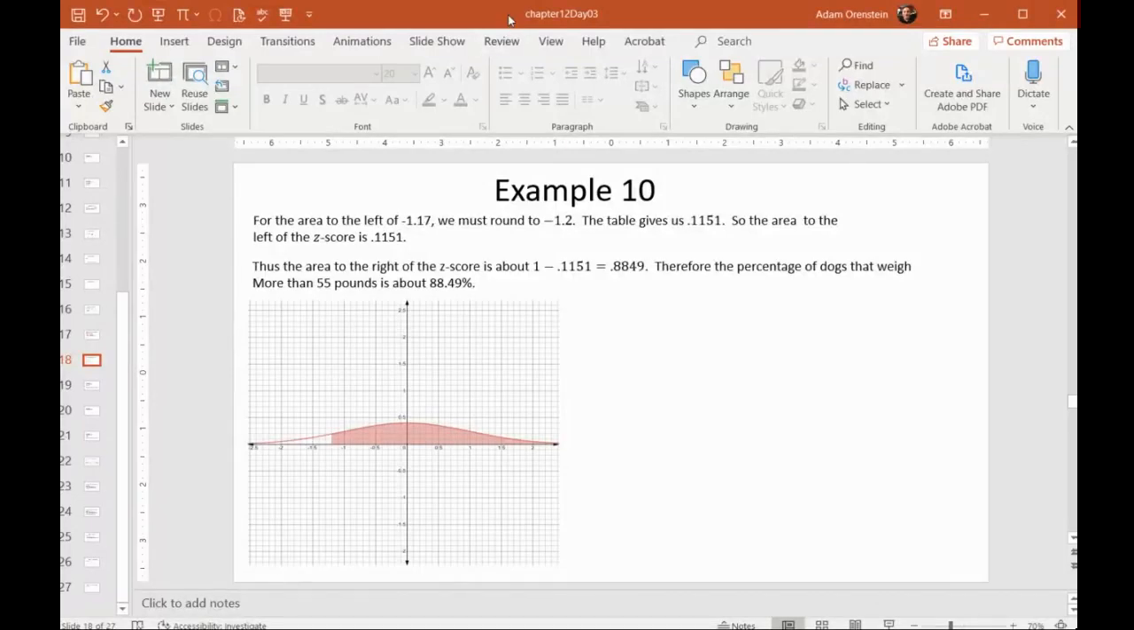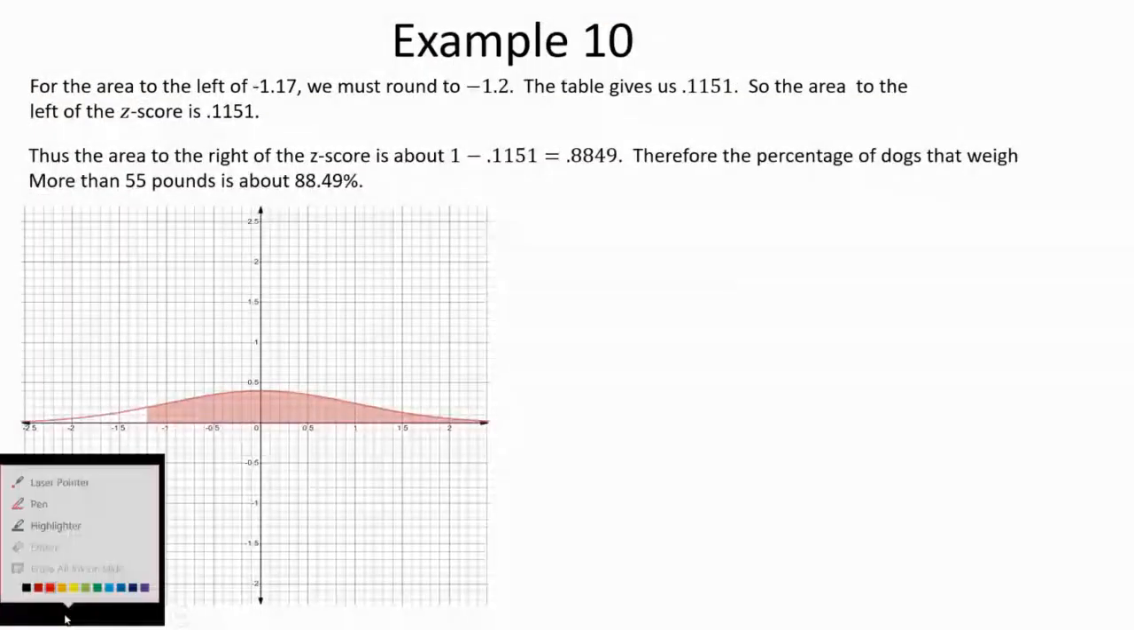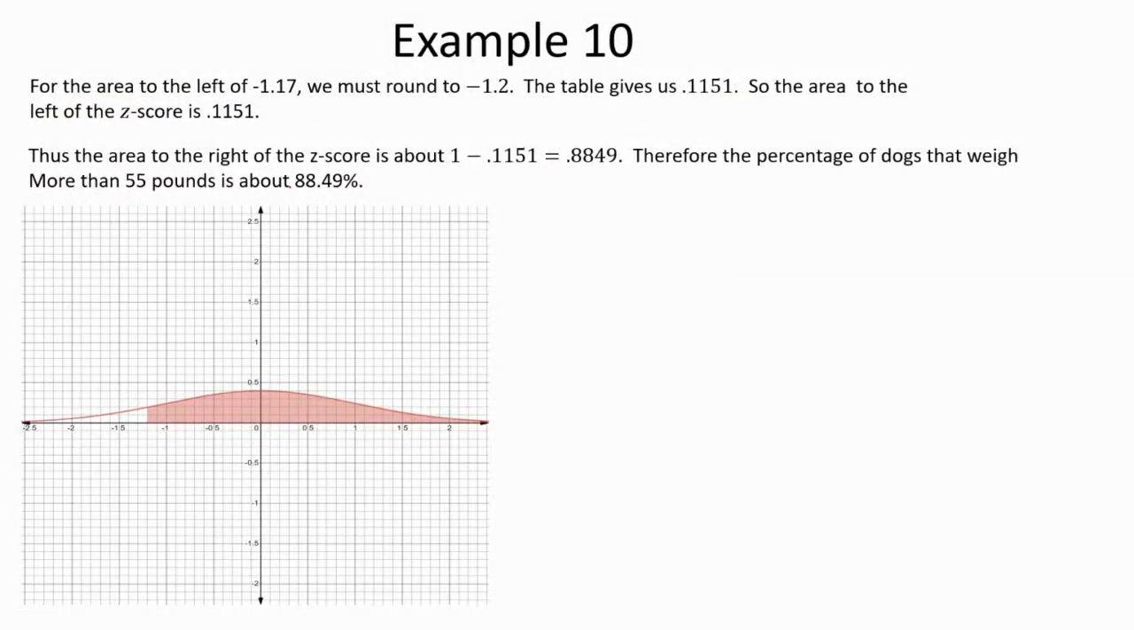I know I did just by mistake erase the underlined stuff. Well, let me just put it back in. So here we got the area to the left to be this. That's what we got. But again, we wanted the area to the right. So to get the area to the right, you do 1 minus this. That's really what I'm trying to say.